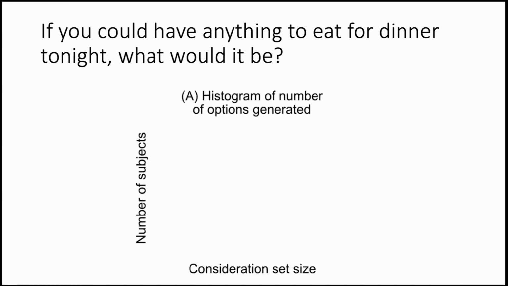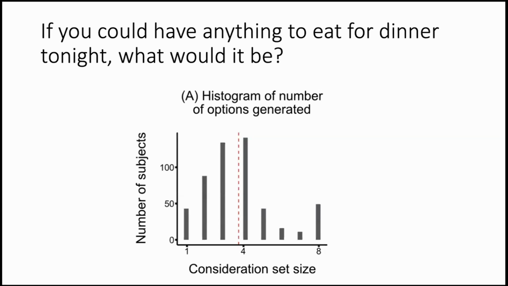look at things like, well, how many options did they consider? Because we get them to decide and then tell us everything that they considered. What you can see is that they basically tend to consider somewhere between 3 and 4 options before making a decision in this kind of case. So that's their consideration set size, or choice set size, or the number of options that they generated.